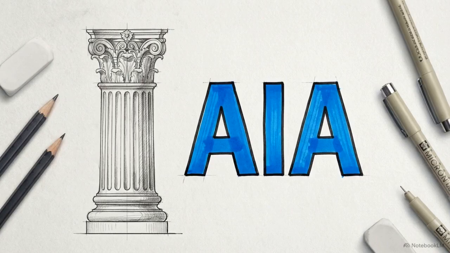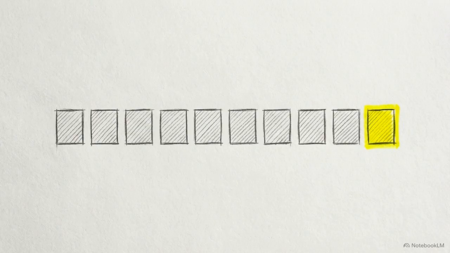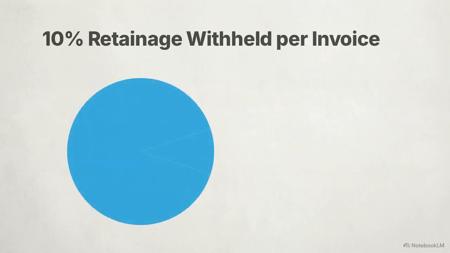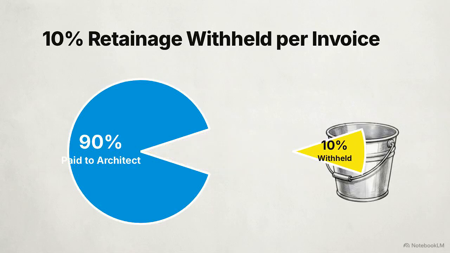Those payment applications follow strict formats established by the American Institute of Architects. Institutional and commercial clients require these specific forms, known as the G702 and G703, to authorize payment. These forms require precise accounting for retainage. In construction, a client typically withholds 10% of the invoice amount from every payment until the entire project reaches completion.